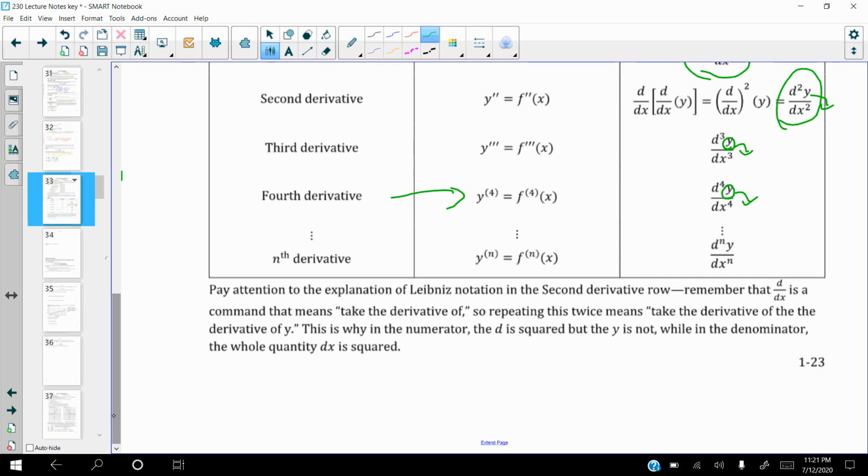So again, pay attention to the notation there. Take the derivative of y however many times.